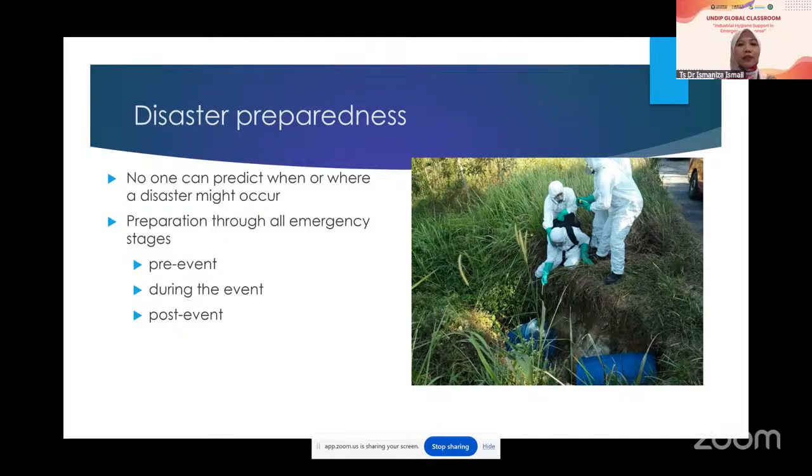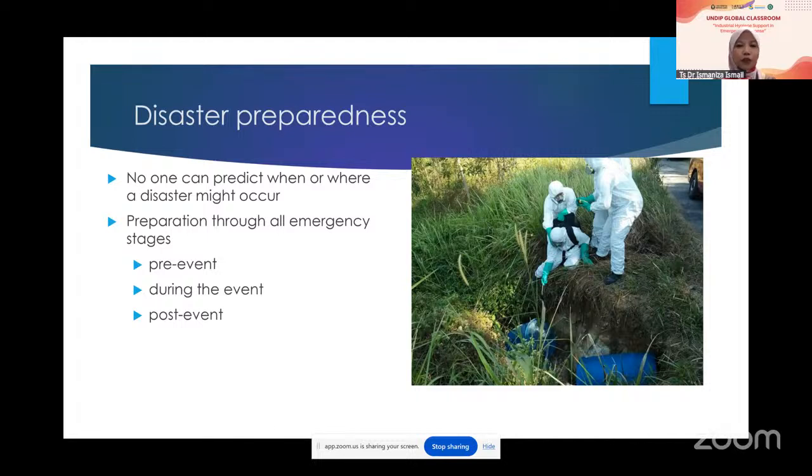Post-event, after that, is when you require cleanup, recovery, and investigation. And also the famous sentence, next time we should improve this. We should do better next time. If it happens again, this is what we should do. That picture is of a chemical disaster that happened in Malaysia some time ago. It's called the Sungai Kim Kim incident.